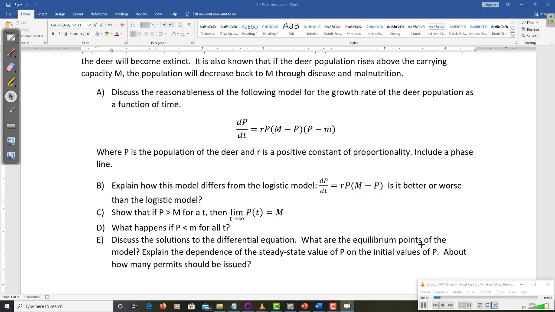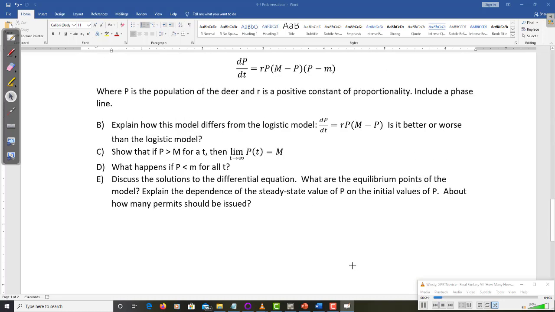Let's talk about the phase line now. What would the phase line look like? So, when is this going to be 0? Well, when p equals 0, when p equals capital M, or when p equals little m. And I can tell you right away, I bet this one will be stable, because the population should tend towards its carrying capacity, and this one will be unstable. So let's see that.